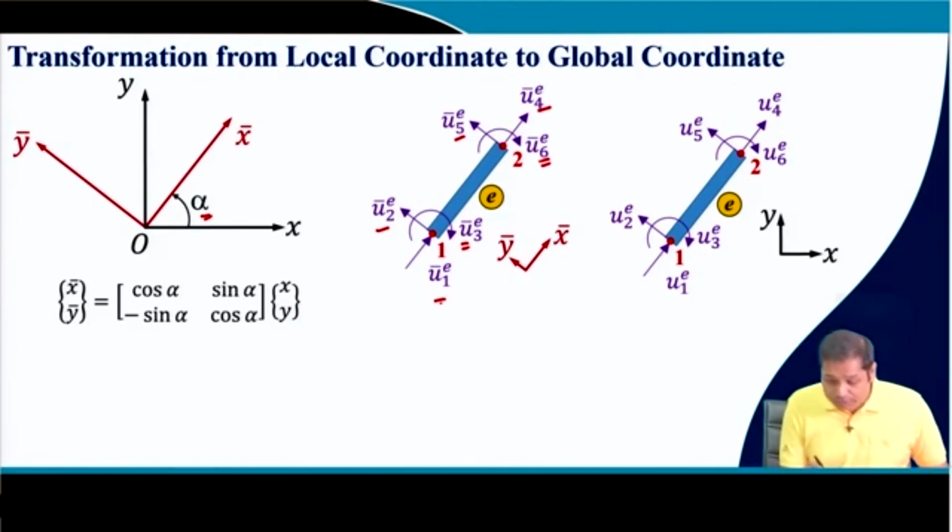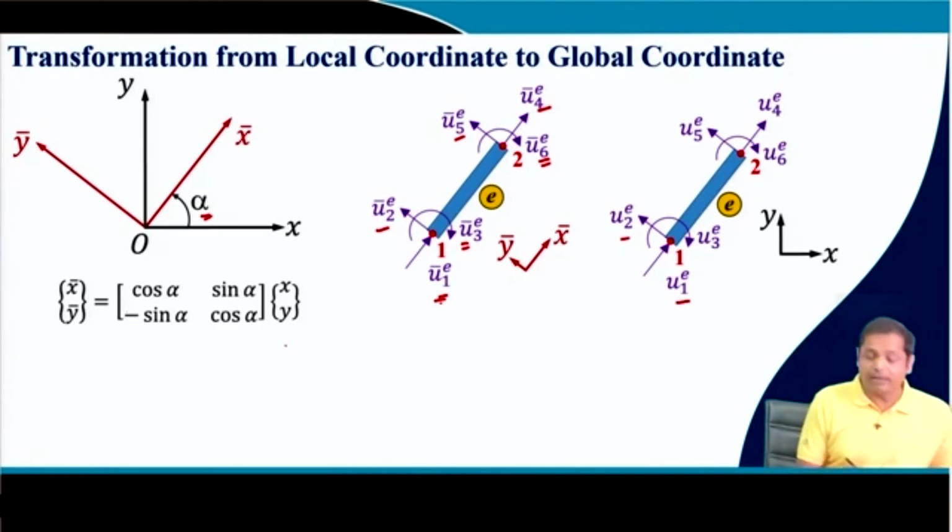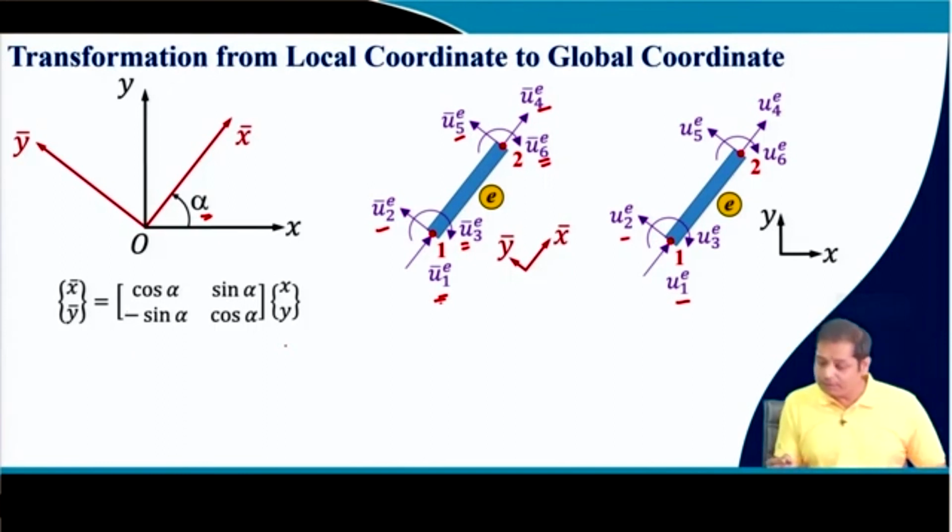So u1, u2, and u1 prime, u2 prime are related to each other in the same way that x bar, y bar and x, y are related to each other, and the same goes for u4 and u5 here, and u4 prime and u5 prime here. But okay, this is for the translation degrees of freedom. What happens to the rotation degrees of freedom?